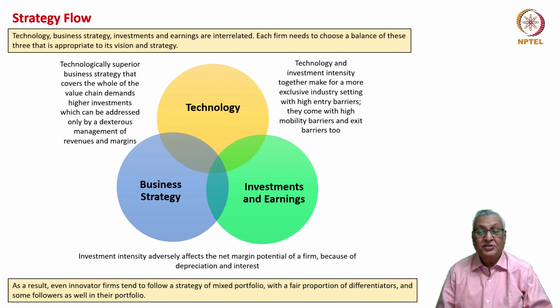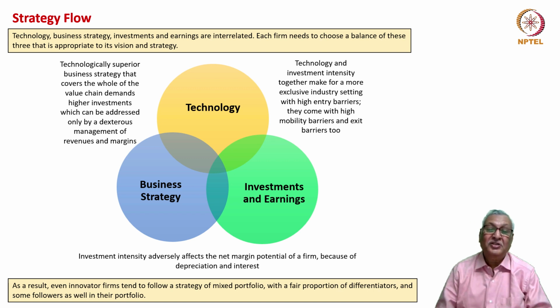Investment intensity adversely affects the net margin potential of a firm because of depreciation and interest. Therefore, the business strategy has to decide whether you would focus all the resources on technology development or also on manufacturing efficiency or manufacturing throughput. You want to be asset light in certain other areas to compensate for the asset heaviness in the R&D area. There is a choice to be made in terms of business strategy.